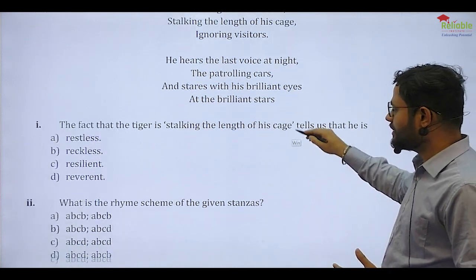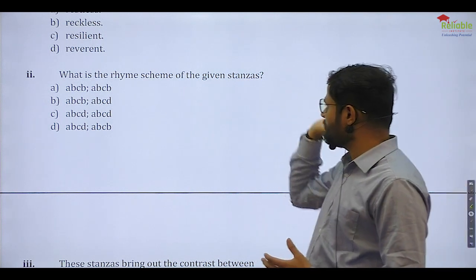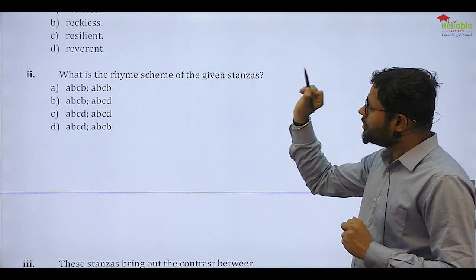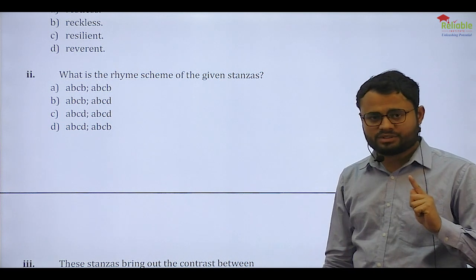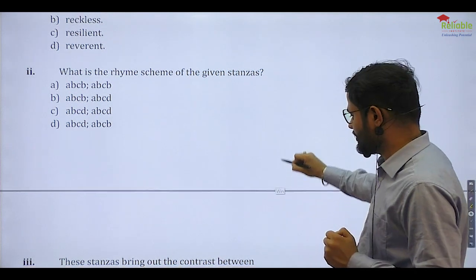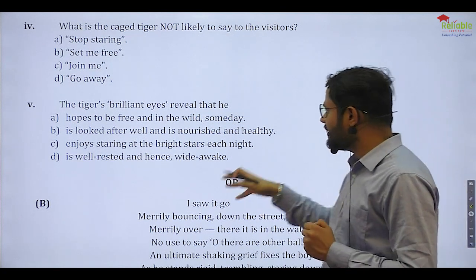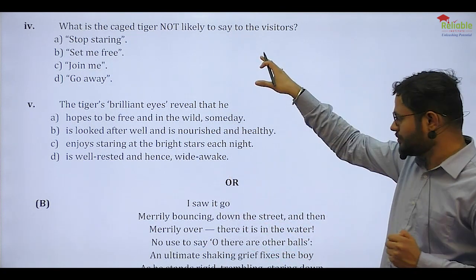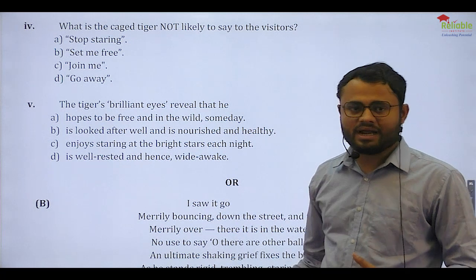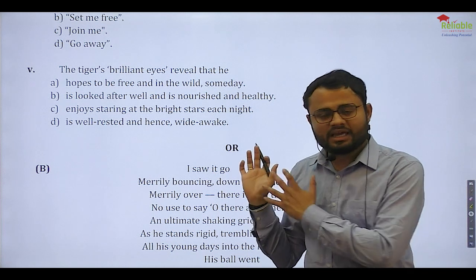So the emphasis is on books as well. And this is the rhyming scheme. What is the rhyming scheme of the given stanzas? I believe you have an idea about the rhyming scheme. Yes, it is going to be a 1 mark question. Just go through the rhyming scheme topic, and you'll be able to attempt this question. These are 5 questions, and again there is an option. The first one was from "A Tiger in the Zoo," or if you are not comfortable with that one, then you can attempt this one, which is an option for you.